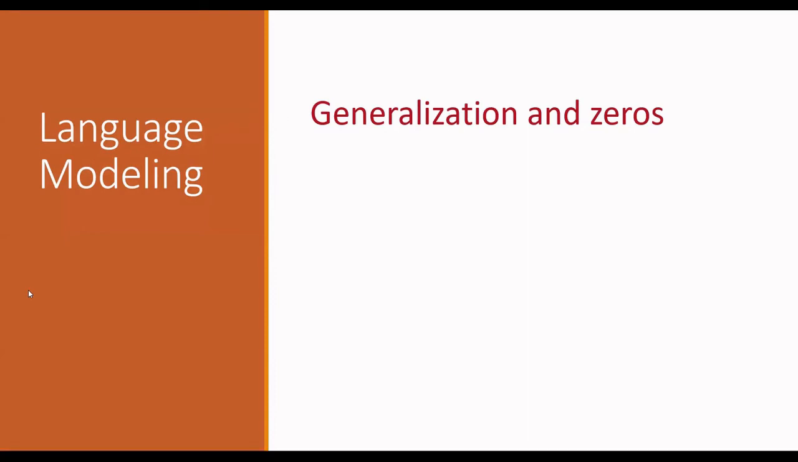Now let's talk about generalization and zeros. The n-gram model, like many statistical models, is dependent on the training corpus. One implication of this is that the probabilities often encode specific facts about a given training corpus. Another implication is that the n-grams do a better and better job of modeling the training corpus as we increase the value of n.